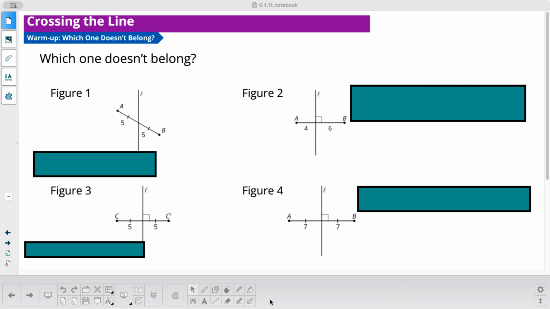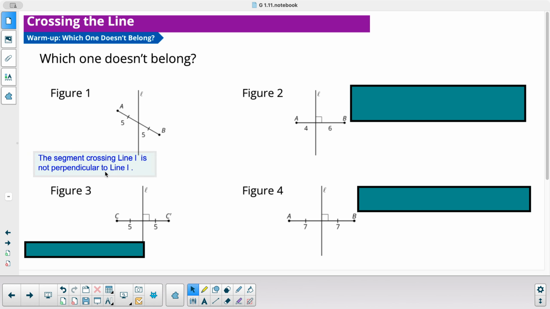All right, which one doesn't belong? Pause the video and come up with your best answer. If you really want to overachieve, try to come up with an answer for all of them, because each one of them could be correct depending on your explanation. All right, so figure 1. If you selected figure 1, a good reason would be the segment crossing line L is not perpendicular to line L. So AB here is the only one that's not perpendicular, so there's no right angle there.